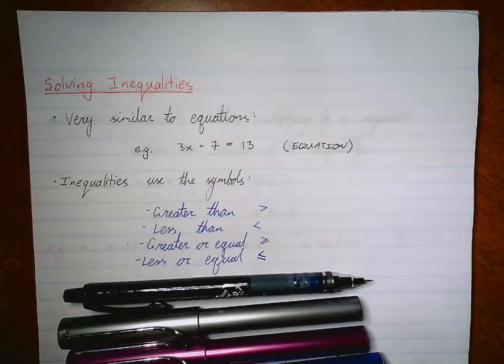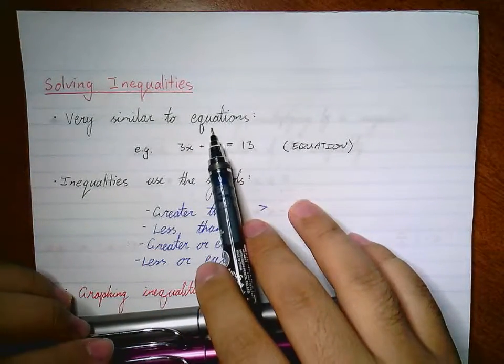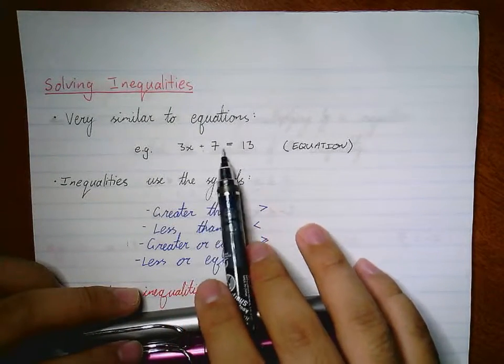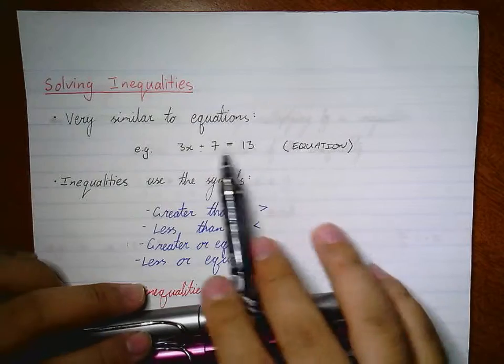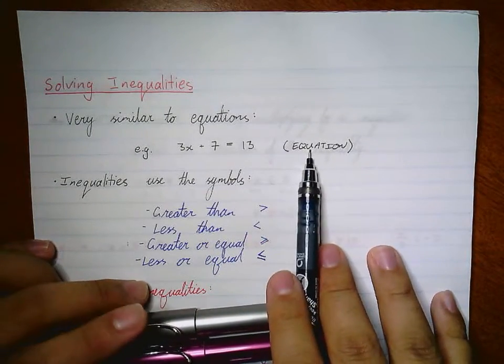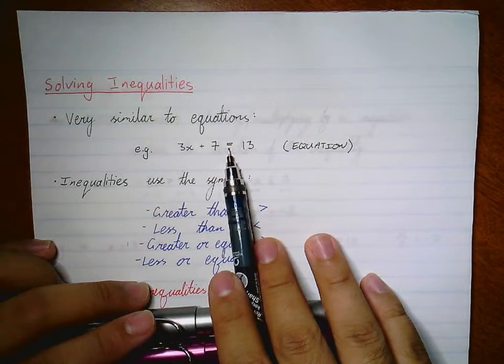The first thing we should know is that inequalities are very similar to equations. So here's an example of an equation: 3x plus 7 equals 13. By the way, it's called an equation because it uses an equals sign.